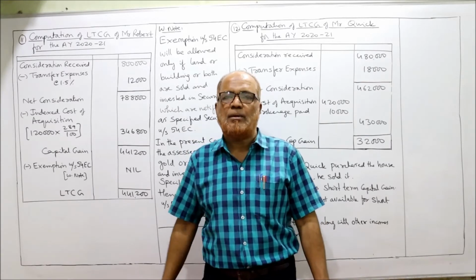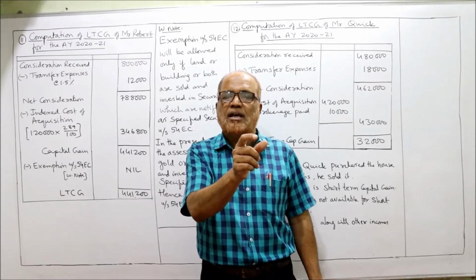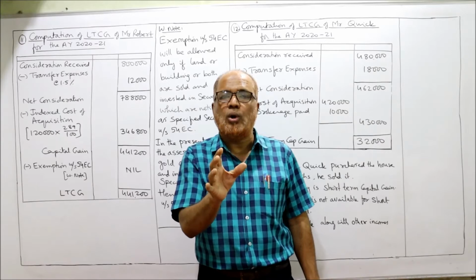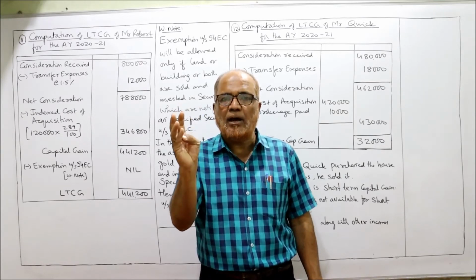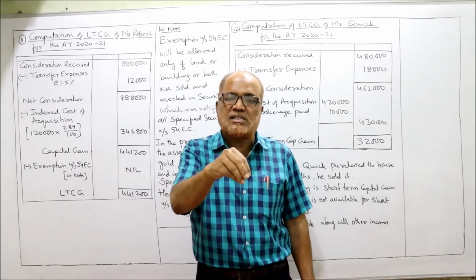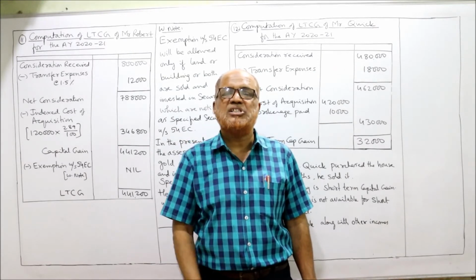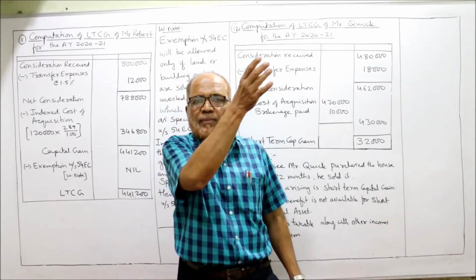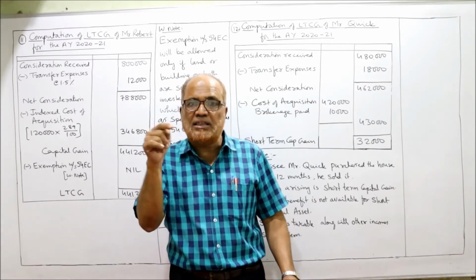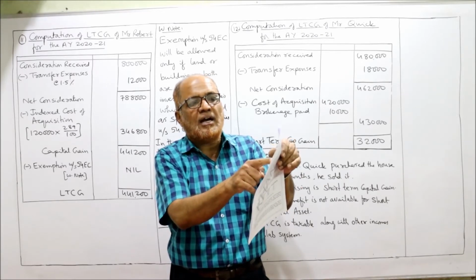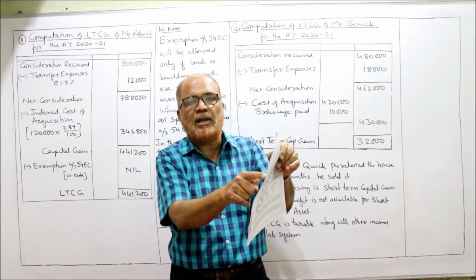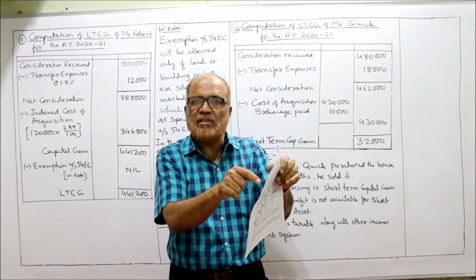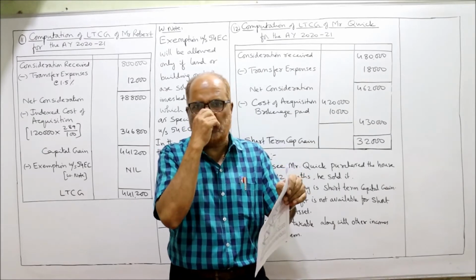One exemption is given by the Income Tax Act, section 54EC. In that section, the Income Tax Act says if an assessee has sold land or building or both and invested the amount in specified securities under section 54EC. What are specified securities? A list is given by the Income Tax Act. In that list, one of the items is Unit Tessil Chemicals and Hydropower Limited, Mumbai. This is one of the securities specified under section 54EC.